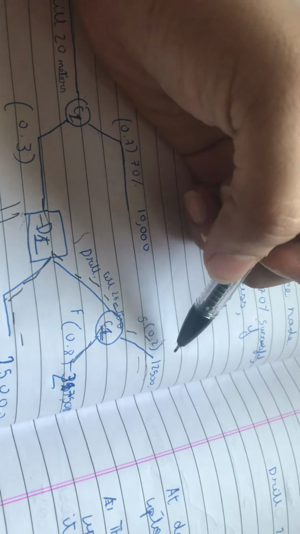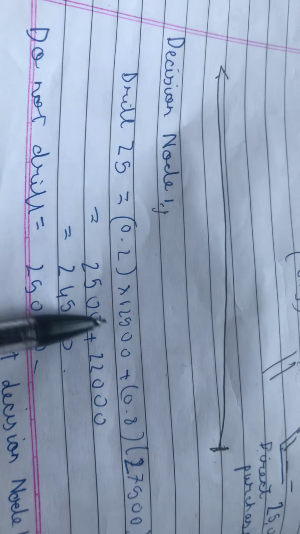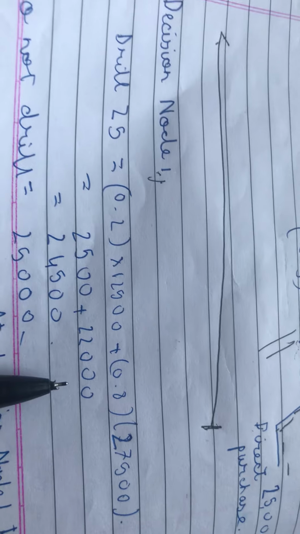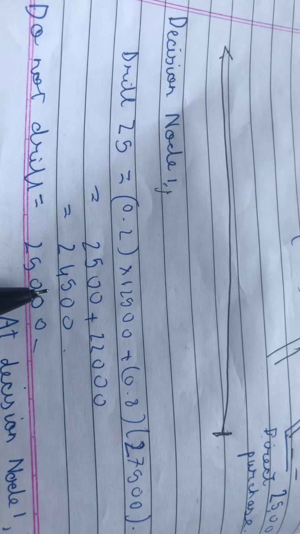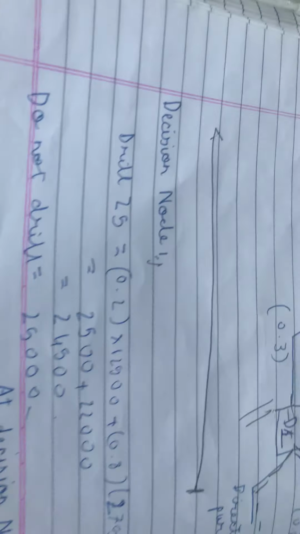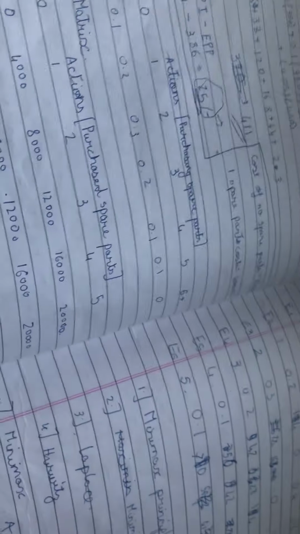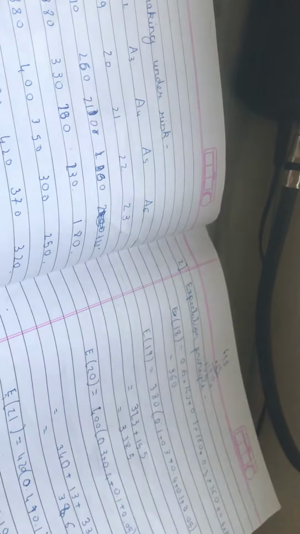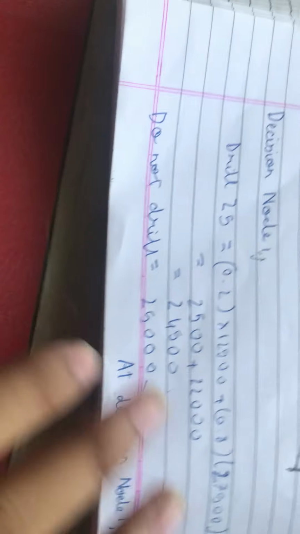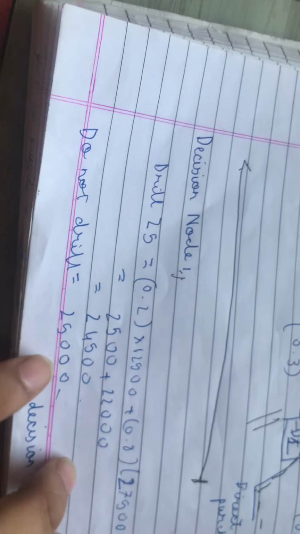There's a probability of 0.2 of this happening and 0.8 of this happening. I write those down. 0.2 of 12,500 and 0.8 of 27,500. After calculating, it is 24,500. Does this look familiar? Yeah, it is the expectation principle, the EP. Very similar. So you multiply, and get 24,500 versus 25,000.